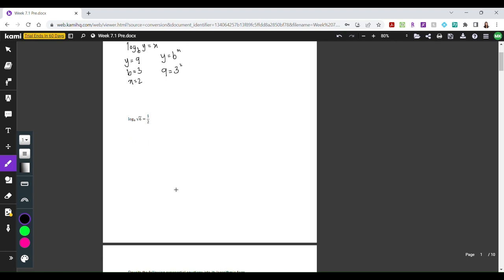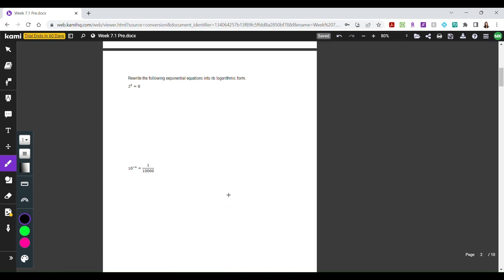Now let's look at the next one. We have log base 6 of square root 6 equals half. Again, let's write out: we have log base b of y equals x, and when we transform it into an exponent, it becomes y equals b to the power of x. So I know my y is square root 6, my b is 6, and my x is half. If I rewrite this into exponential form, it will be square root 6 equals 6 to the power of half.